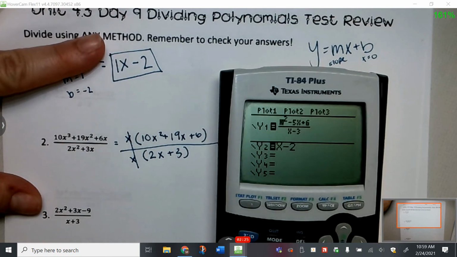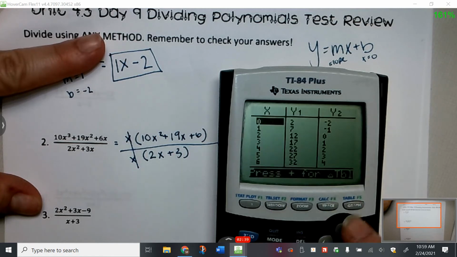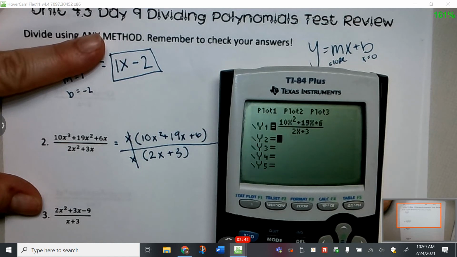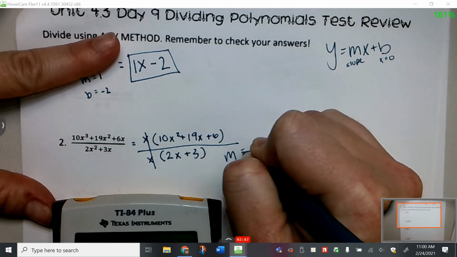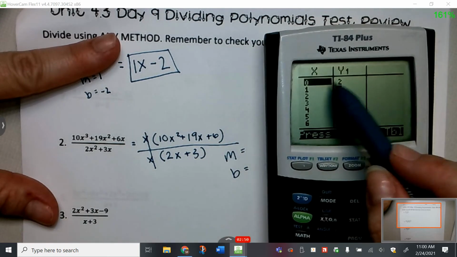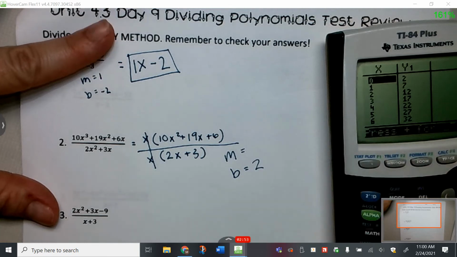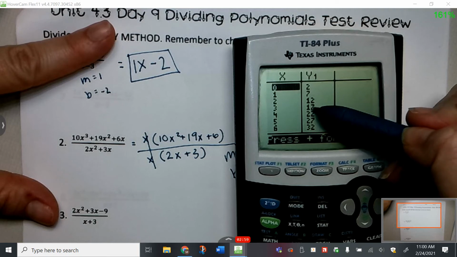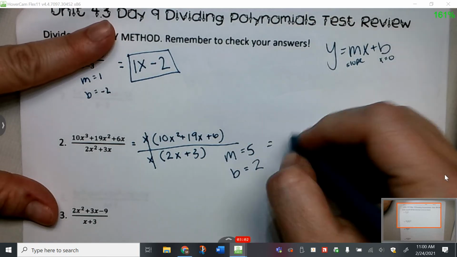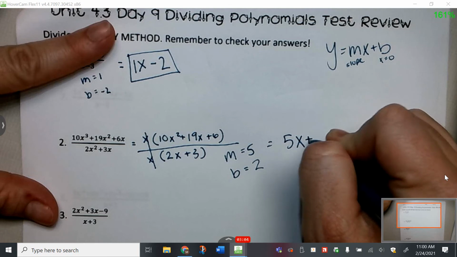So, 10x squared plus 19x plus 6 over 2x plus 3. Second graph. Oops, sorry, we can delete the y2 for now. And so at 0, remember we're looking for m and b. So where x is 0, y is 2, so my b is 2. And then it's going up 5. So 2 plus 5 is 7, 7 plus 5 is 12, 12 plus 5 is 17, so this is 5. So my answer is actually 5x plus 2.